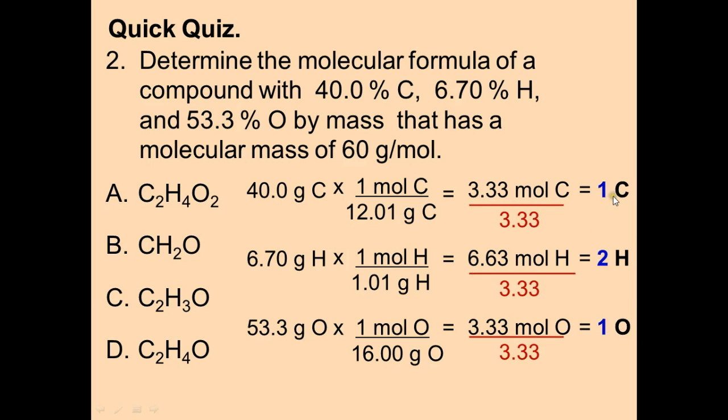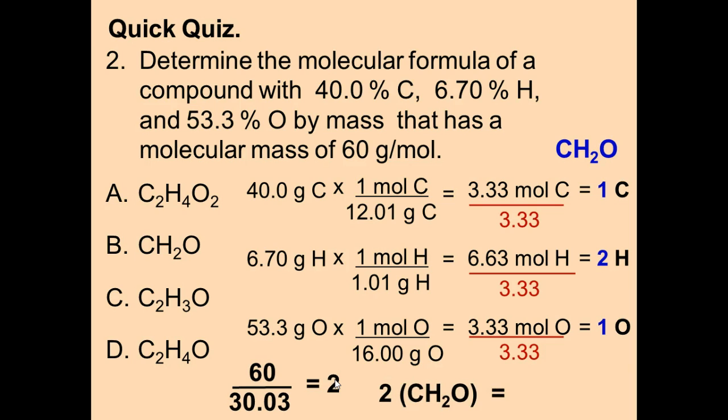So 12.01 is the mass of carbon times 1, plus 2 hydrogens, which is 2 times 1.01, and then plus 16 gives you approximately 30, which is right here. And if you remember the formula, it's the molecular formula's weight right here divided by the empirical formula's weight, which gives you the multiplier. So you multiply 2 times the empirical formula.